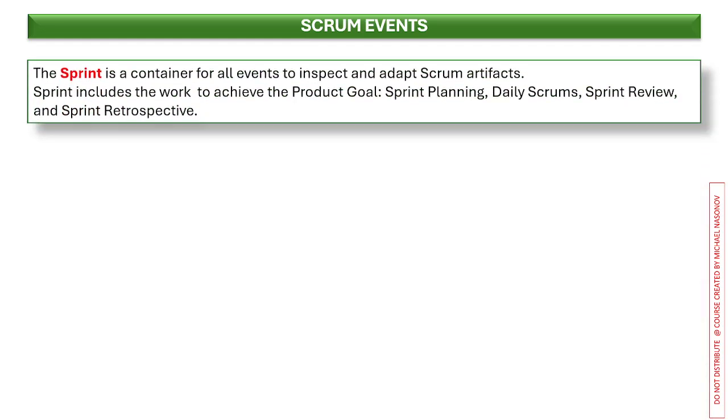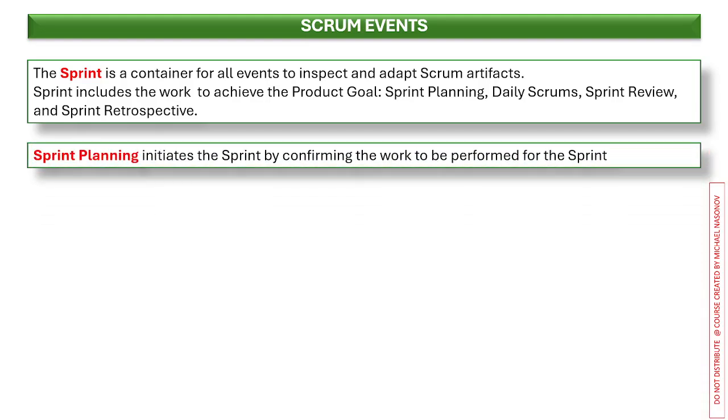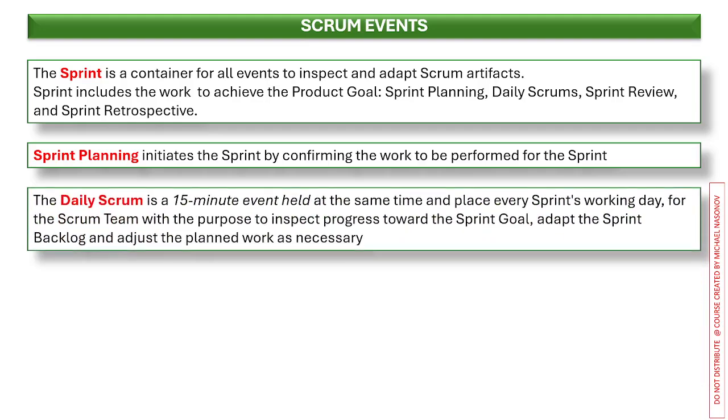Scrum events. There are Scrum events. The sprint itself is a container for all events to inspect and adapt Scrum artifacts, which follow next. Sprint planning initiates the sprint by confirming the work to be performed for the incoming sprint. The daily Scrum is a 15-minute event held at the same time and place every sprint's working day for the Scrum team members with the purpose to inspect progress towards the sprint goal.